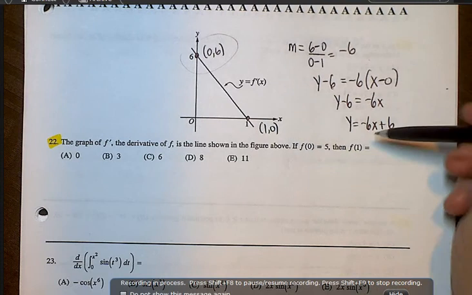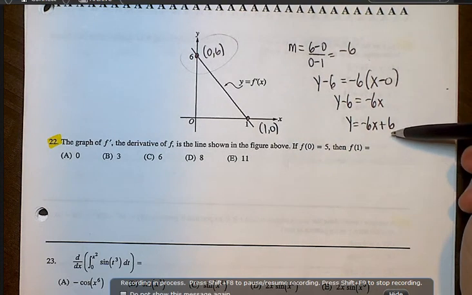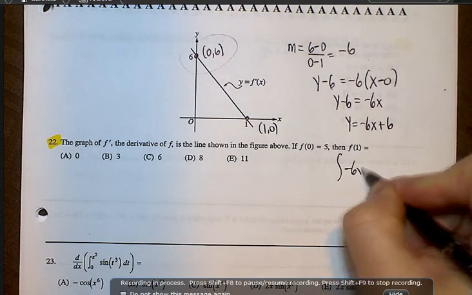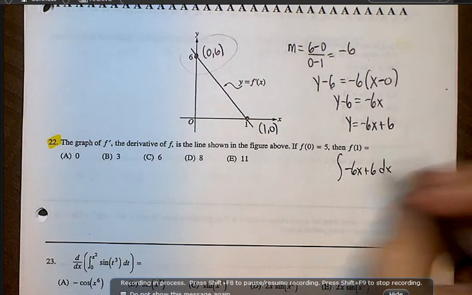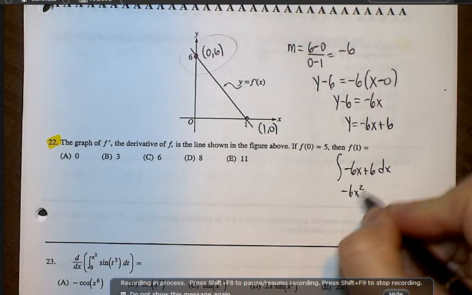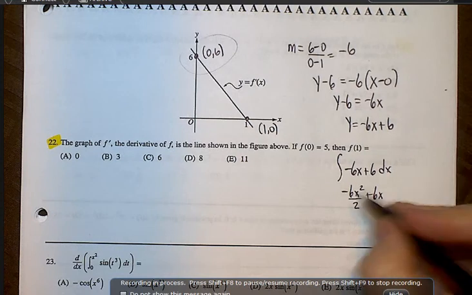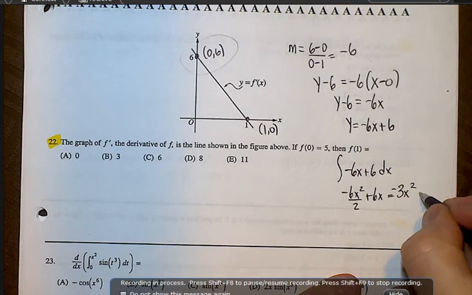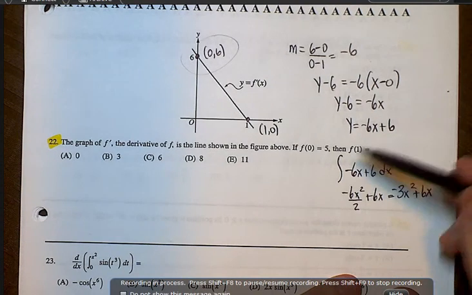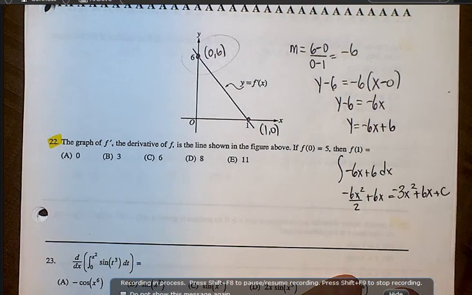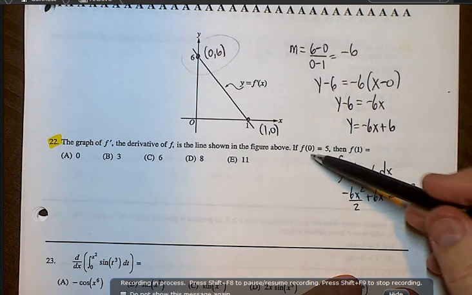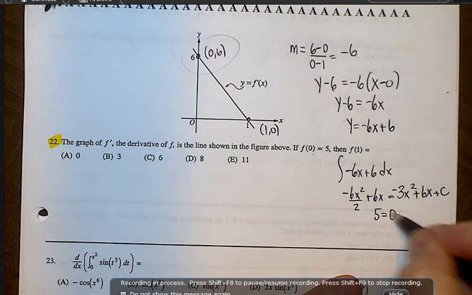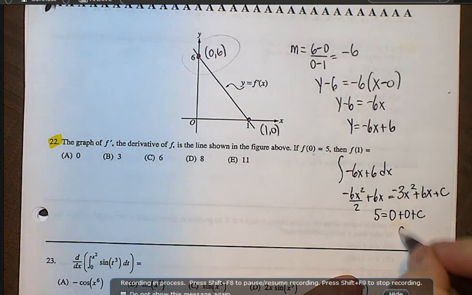And then what we want to do is try to find out, if I know that f of 0 is 5, we can work backwards by integrating negative 6x plus 6 dx. And we're going to get negative 6x squared over 2 plus 6x, which equals negative 3x squared plus 6x, and then plus c. And then we know that at 0, this thing's going to be 5. So 5 is going to equal, plugging in 0, you get 0 plus c. So you know that c is equal to 5.